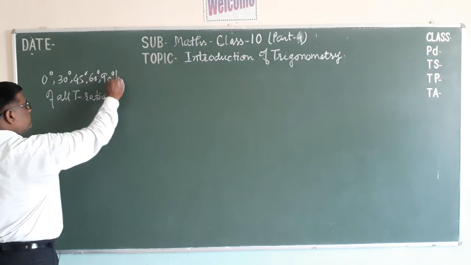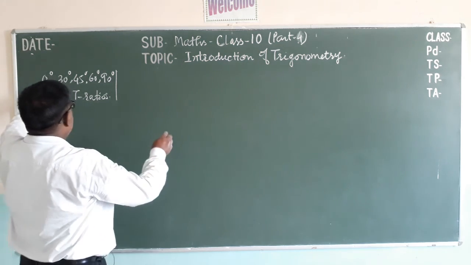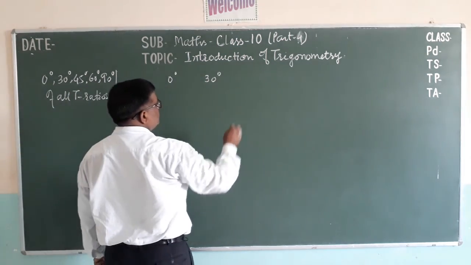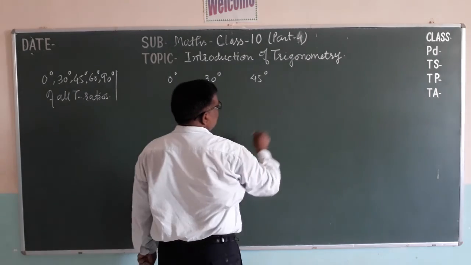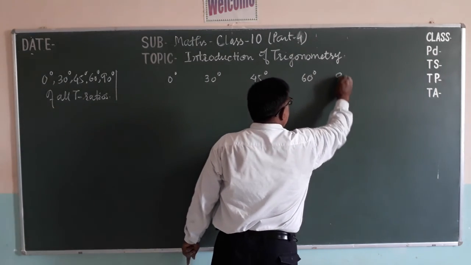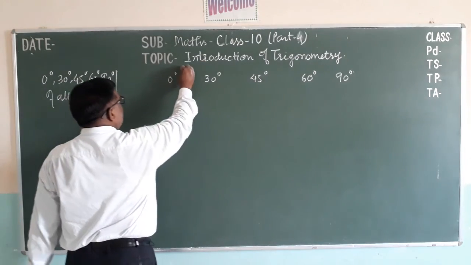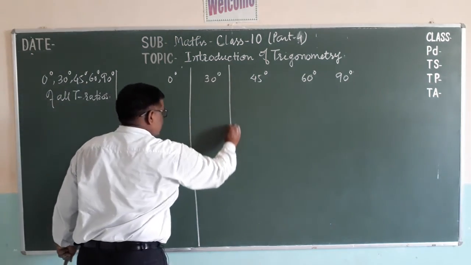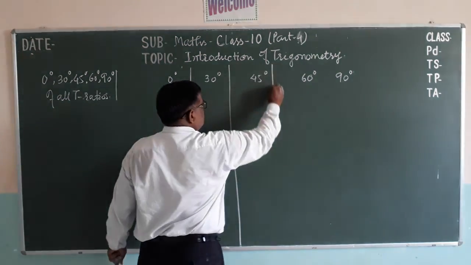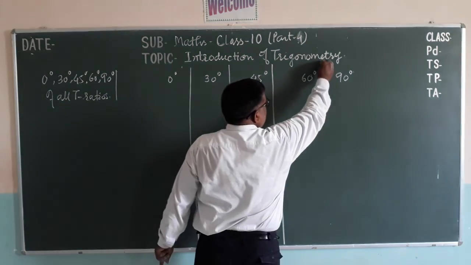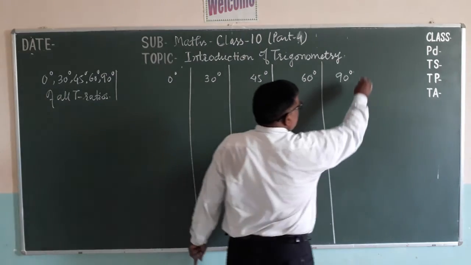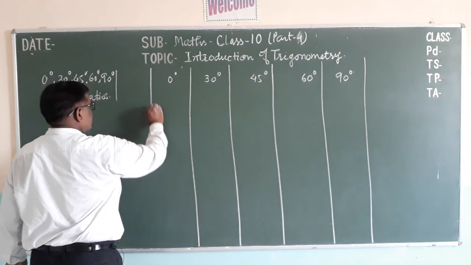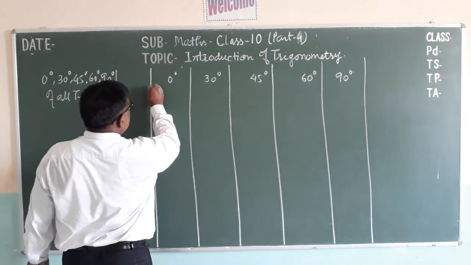So first of all, we have to write this: 0 degree, 30 degree, 45 degree, 60 degree and 90 degree. Now make the columns.